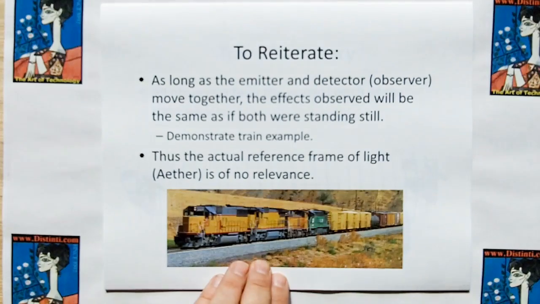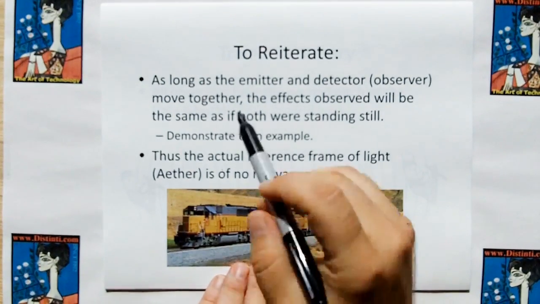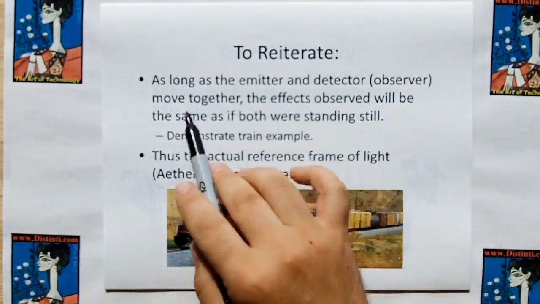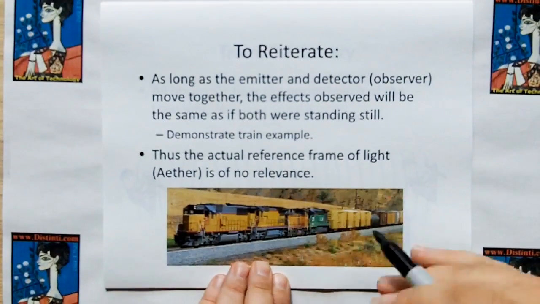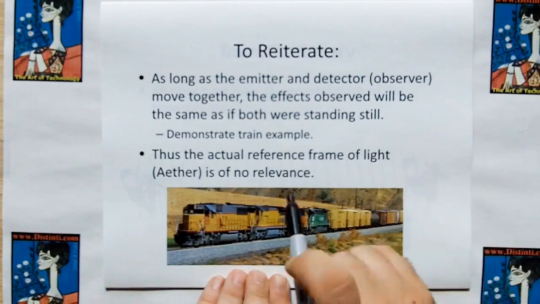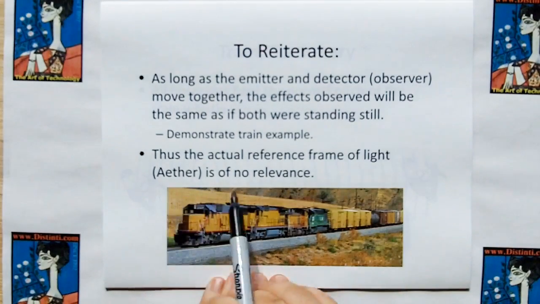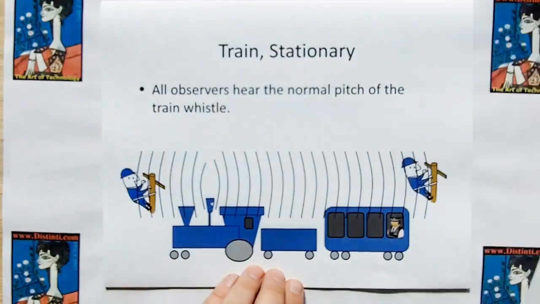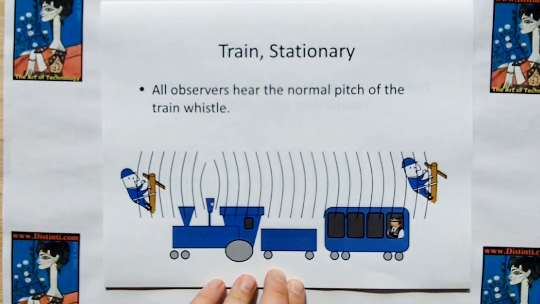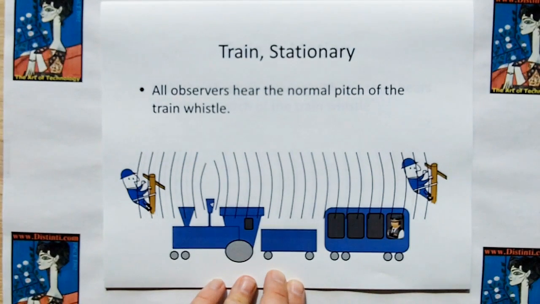But let me just reiterate. As long as the emitter and the detector are moving together, the effects observed will be the same as if both were standing still. I'm going to demonstrate that in a second with a train example. So therefore, the actual reference frame of light, the ether, is really of no relevance. Let me explain it using sound waves, because they work the same. That's what I've been saying since video number 4, that they are all waves on a medium, and so they should all behave the same. So it seems like we're cool.